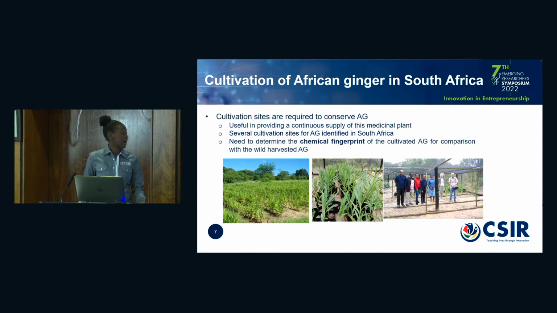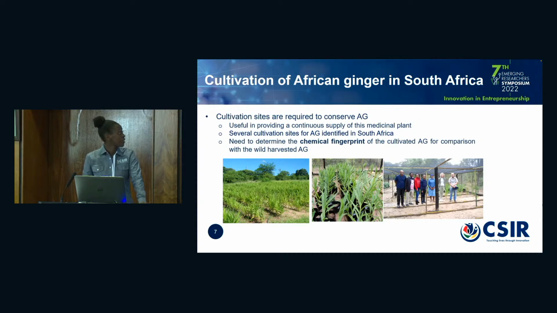Due to overharvesting and thus extinction of African ginger, cultivation sites are required to conserve African ginger. This will be useful in providing a continuous supply of this medicinal plant. Several cultivation sites have been identified in South Africa by the CSIR. The IKS team visited 2 of these sites in Mpumalanga.